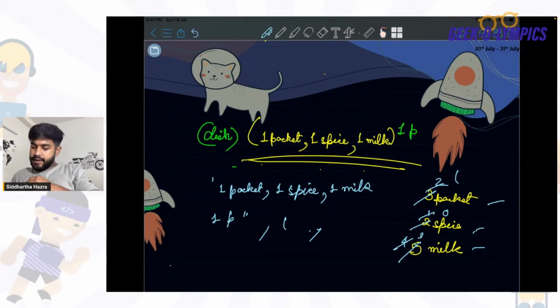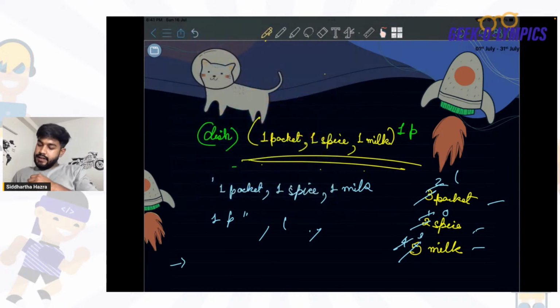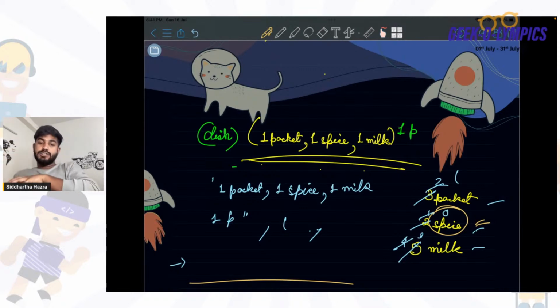After this, when I come to the third person, I observe that my spices got exhausted. See, this spices is now 0, as all of the things are required, so we can't really move forward. Okay, we can't really move forward because we have packets of paneer left, we have packets of milk left, but spices got exhausted.